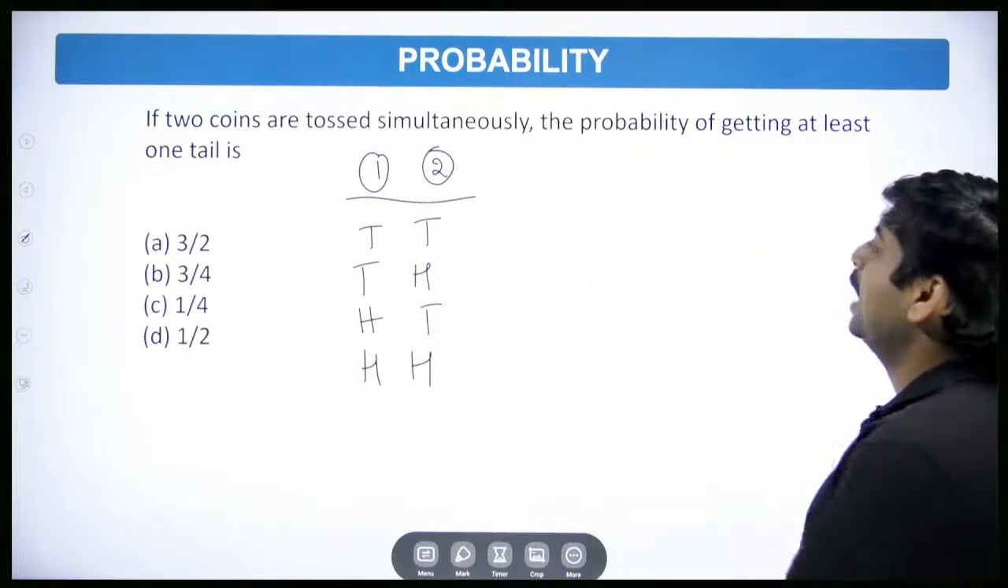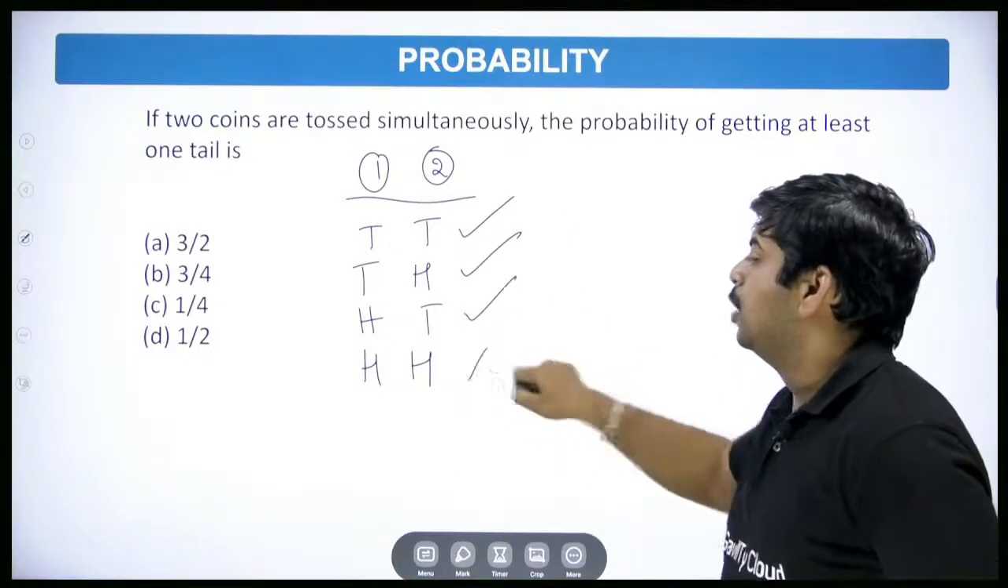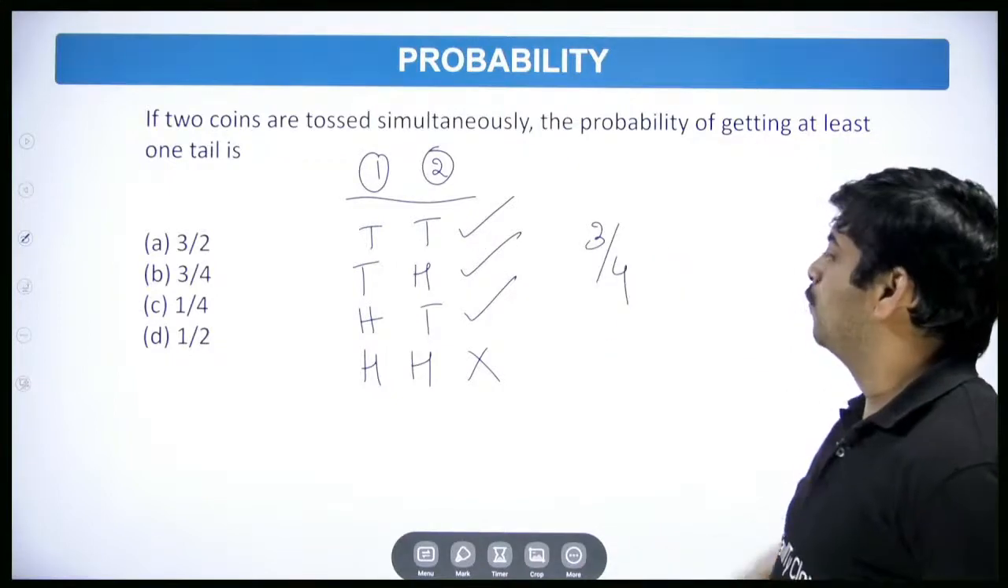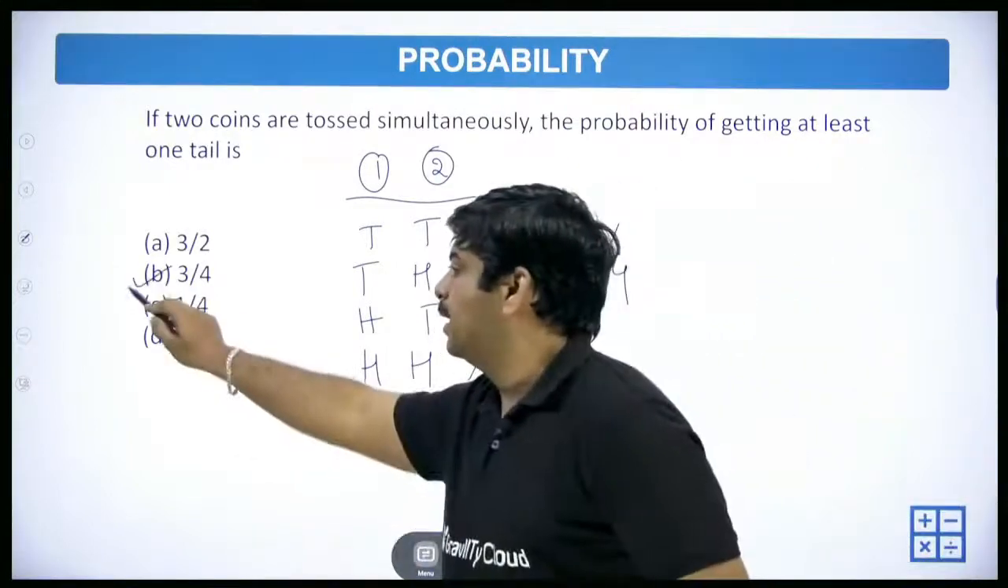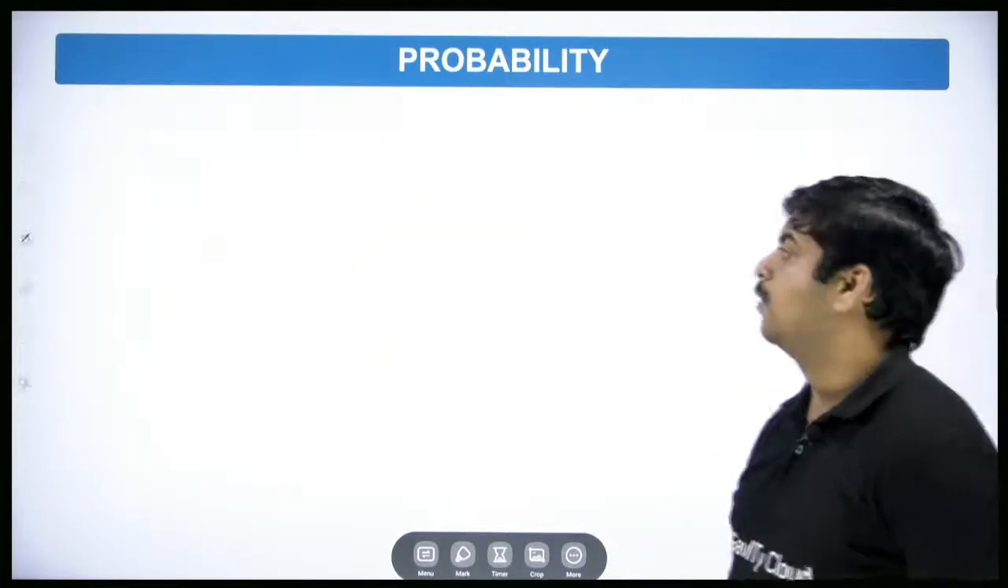The probability of getting at least 1 tail. 2 tails is correct, 1 tail is correct, 1 tail is correct, no tail is not correct. So we have total 3 favorable out of the total 4 cases. So that answer will be 3 by 4, right? So let's try to move forward for the next question.